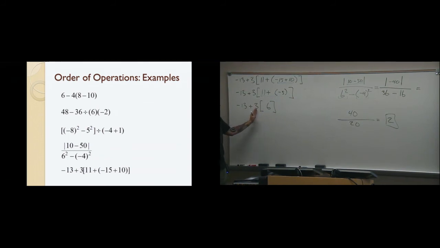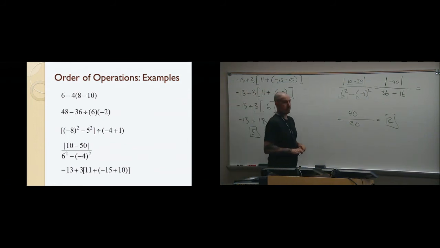Now remember, parentheses and brackets are the same thing. So when I see a number right next to another number in parentheses, what operation is that? Multiplication. So I do the addition or the multiplication first? Multiplication first. So that's going to give me negative 13 plus 3 times 6 is 18. And now I only have one more operation left. So negative 13 plus 18 is 5. Excellent.